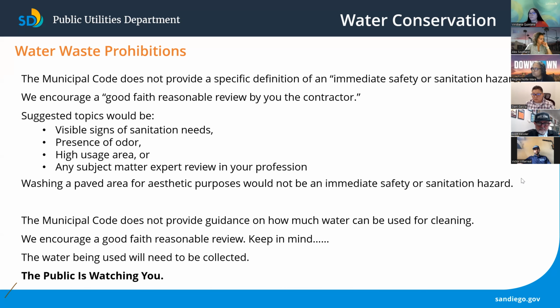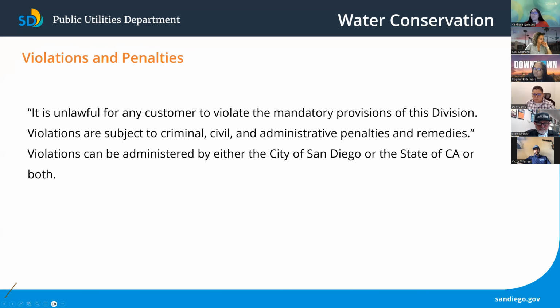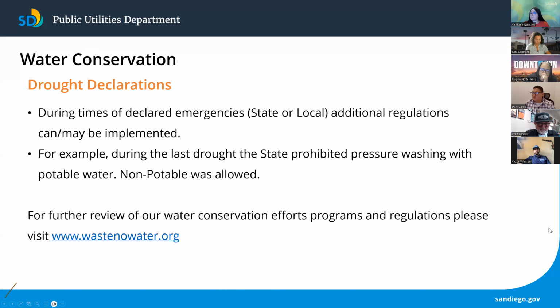Next page, please. Again, Vicki talked a little bit about the violations and penalties. Those same penalties and escalation of penalties is the same for water conservation. Our current language for our municipal code for water conservation is that it is unlawful for any customer to violate the mandatory provisions of this division. Violations are subject to criminal, civil, and administrative penalties and remedies. Violations can be administered by either the city of San Diego or the state of California or both. Next slide, please.